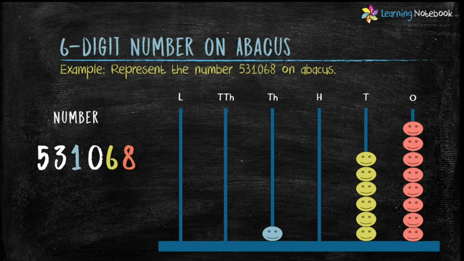Then we have 3 at 10,000 place, so put 3 beads at 10,000 spike. And lastly, there is 5 at lakhs place, so let's put 5 beads at lakhs spike. So students, this is the way to represent a 6-digit number on Abacus.